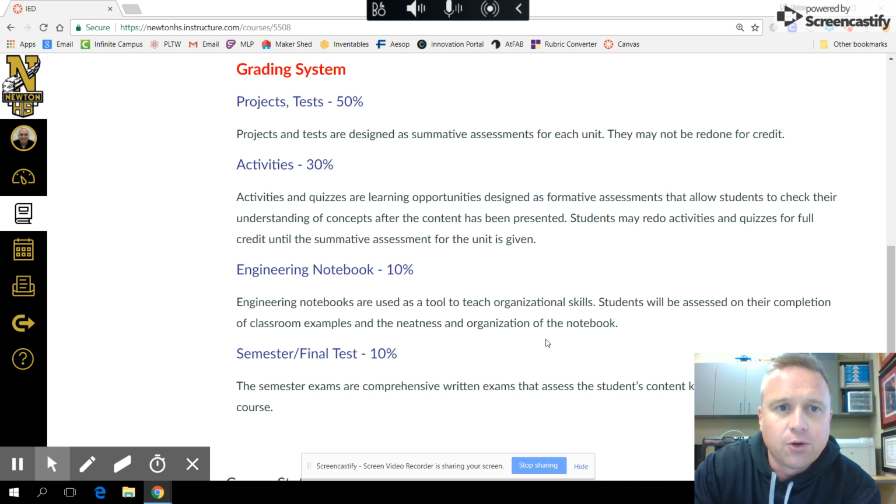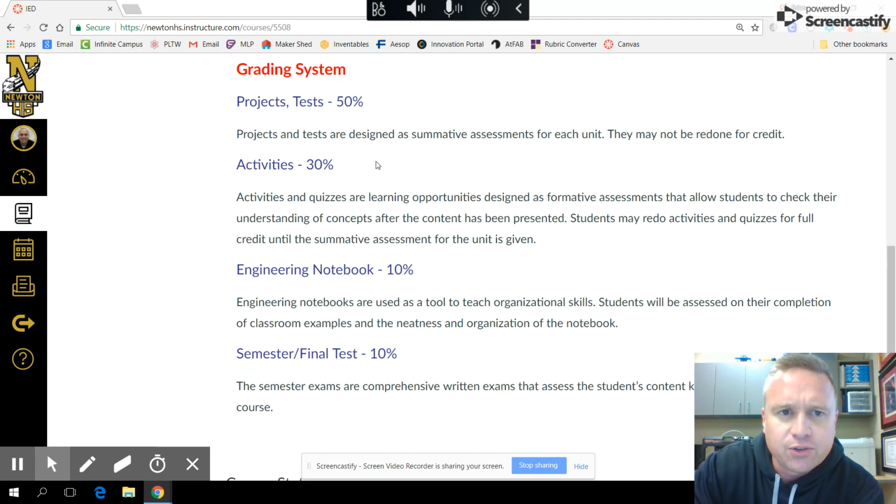I'm going to take a minute and go over our grading system. And so the first thing we'll talk about are projects and tests. Inside of Infinite Campus, you'll see a category called projects and tests. These are summative assessments that we'll take at the end of a unit.